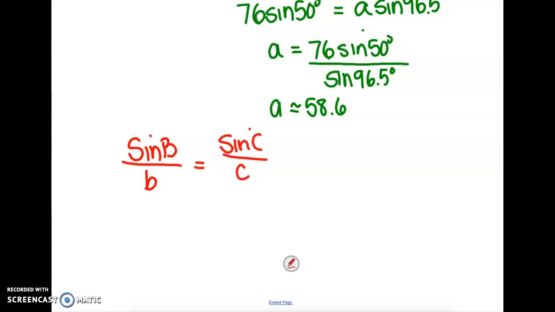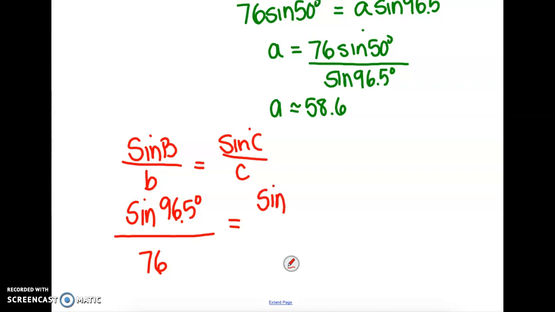Sub in what you know. Angle B, 96.5 degrees. Little b, 76. Right side, the sine of angle C is 33.5 degrees over little c, which we want to find. So go ahead and cross multiply and undo.